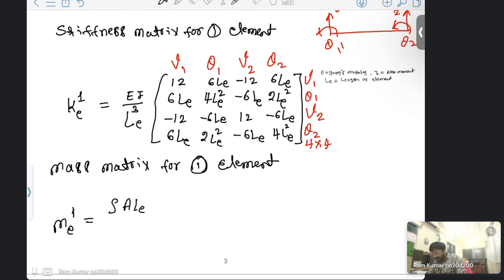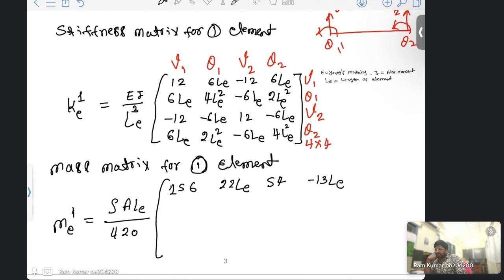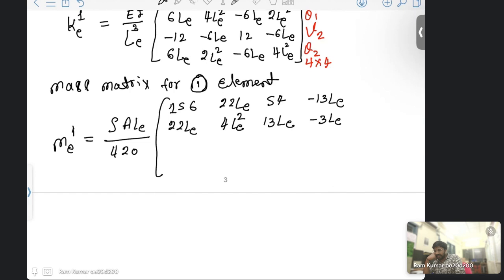Rho A LE by 420, then 156, 22 LE, 54, 13 LE, 22 LE, 4 LE square, 13 LE, 3 LE. LE means element length.